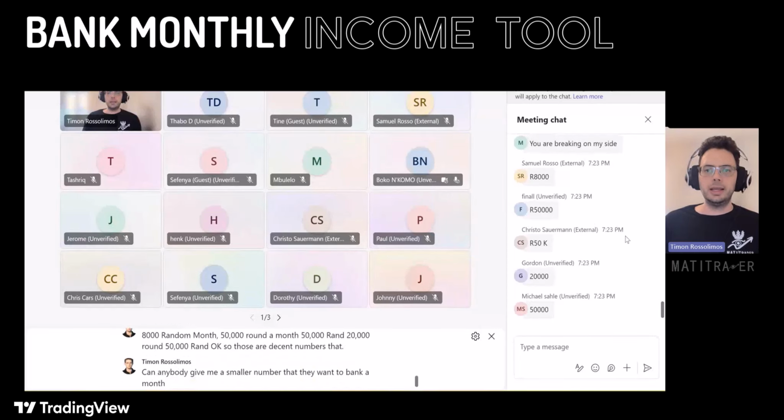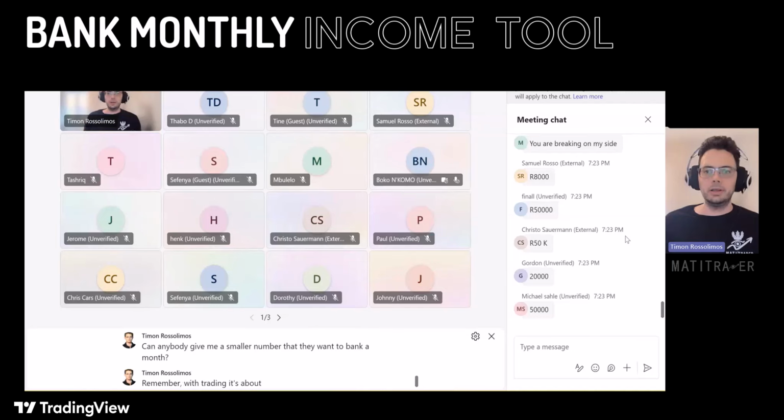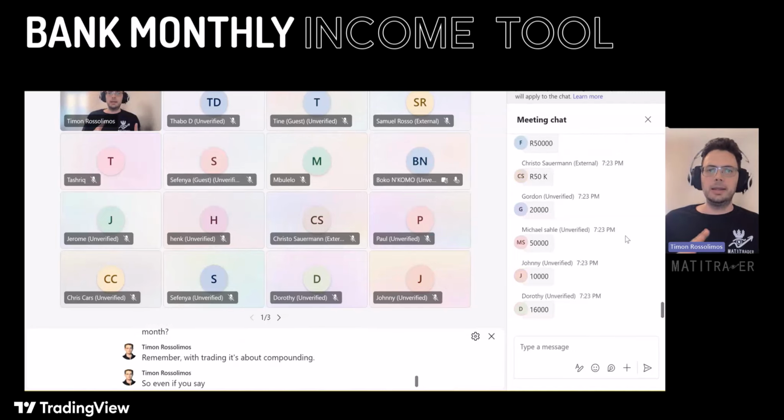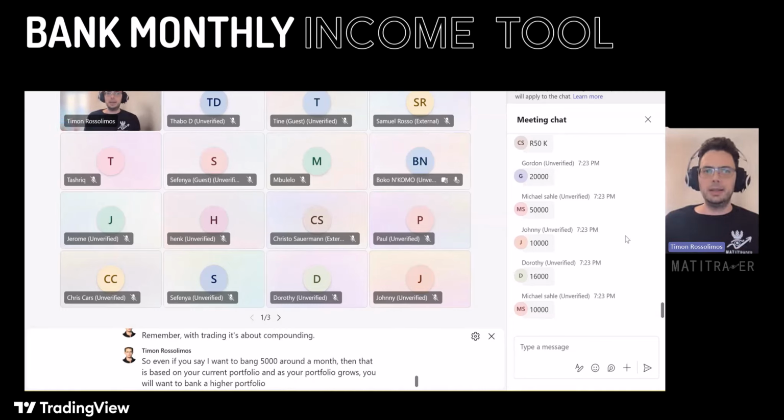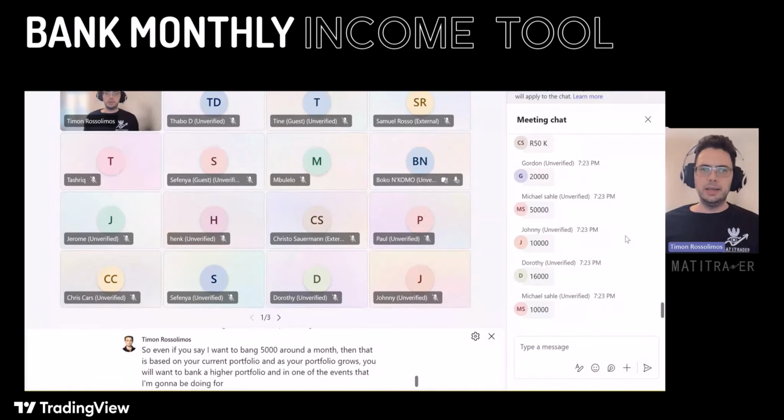Remember, with trading, it's about compounding. So even if you say I want to bank 5,000 Rand a month, that is based on your current portfolio. And as your portfolio grows, you will want to bank a higher amount. In one of the events that I'm going to be doing for Supreme Multi Traders, we're going to be doing a compounding event.